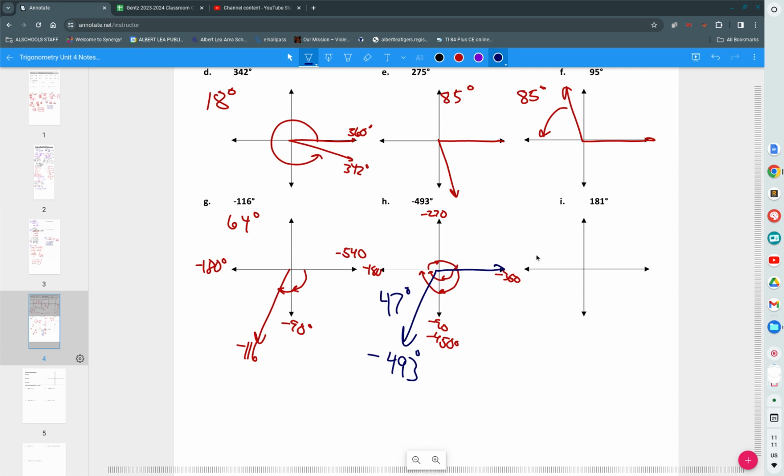Where is this in our homework? I'll show you. And last one, 181 degrees. What's that reference angle? 1 degree.